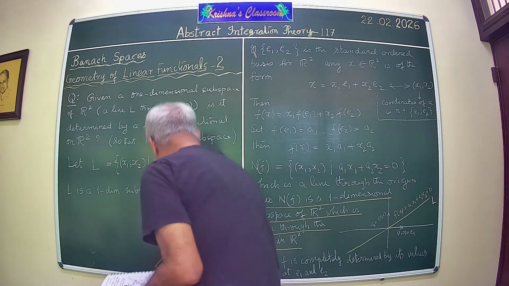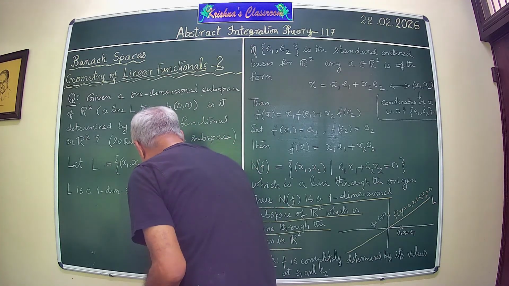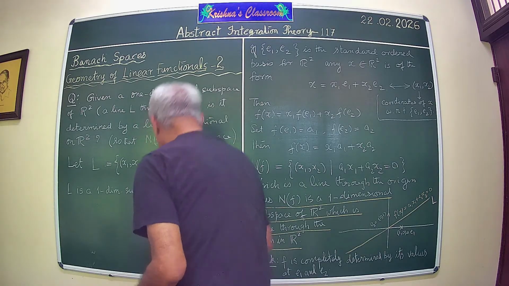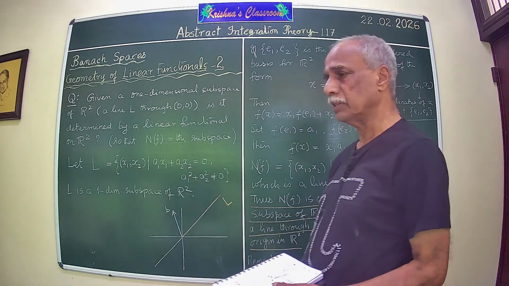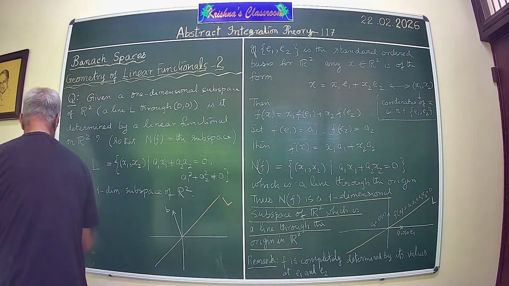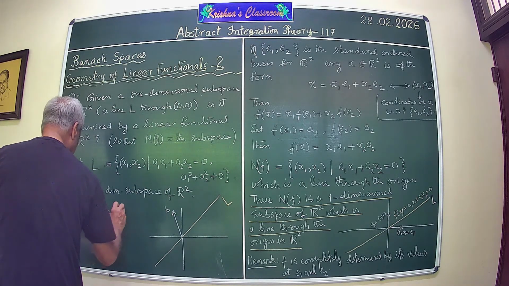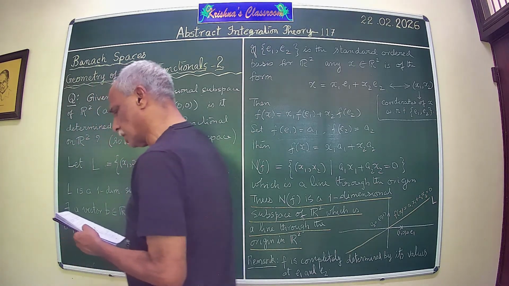This is your L. Now, you can find a vector B not on the subspace. There exists a B not equal to 0, B not belonging to L, so that B is also not equal to 0.